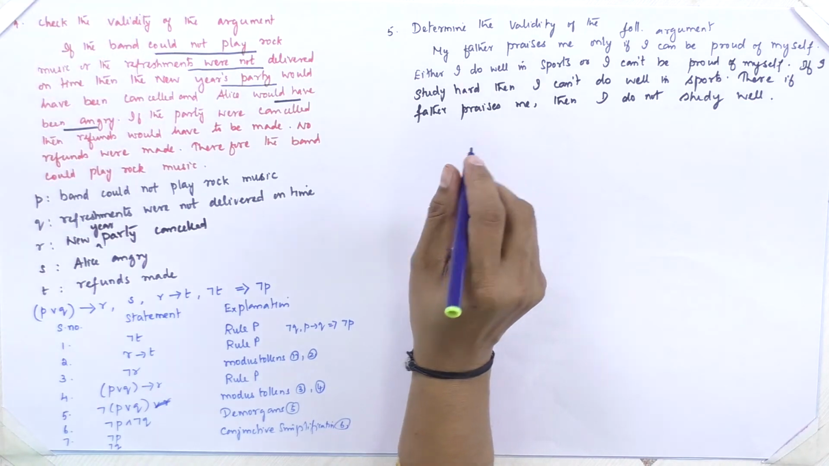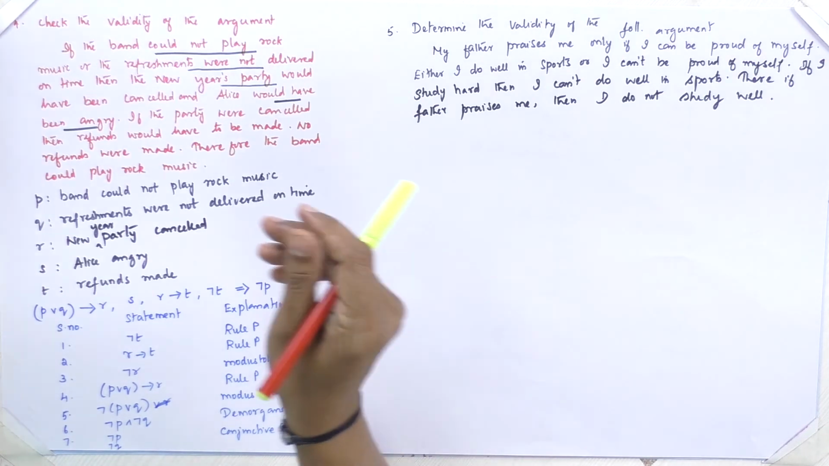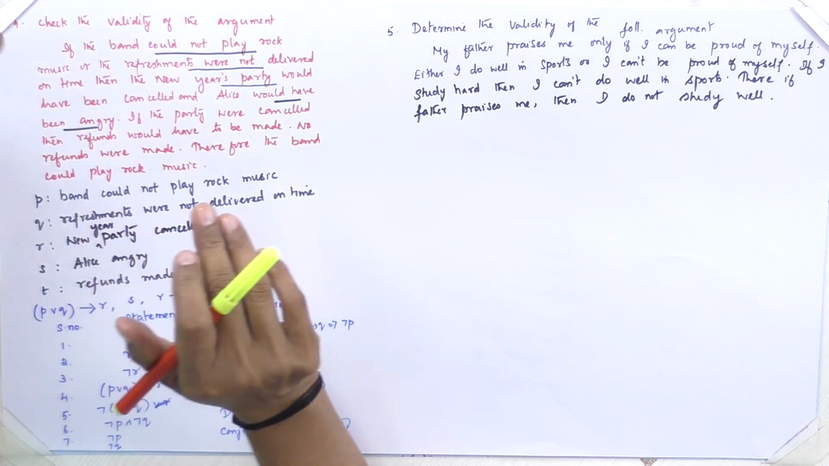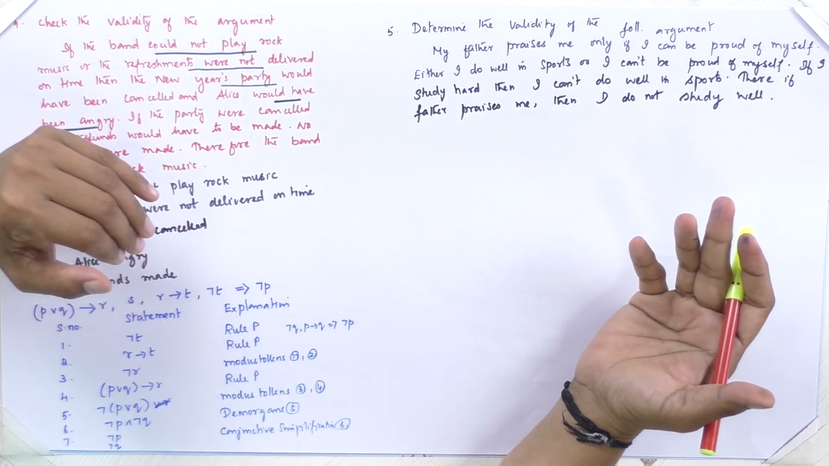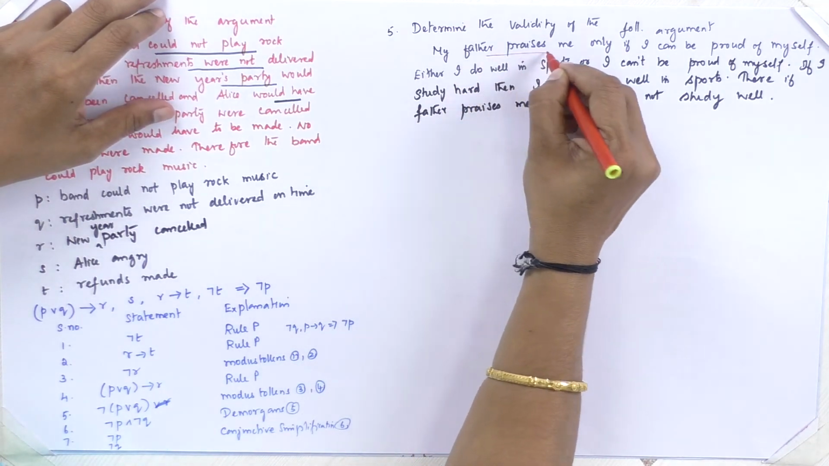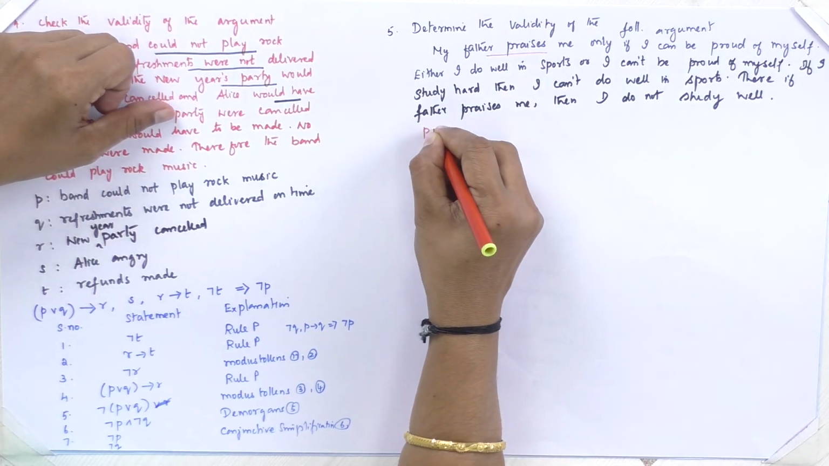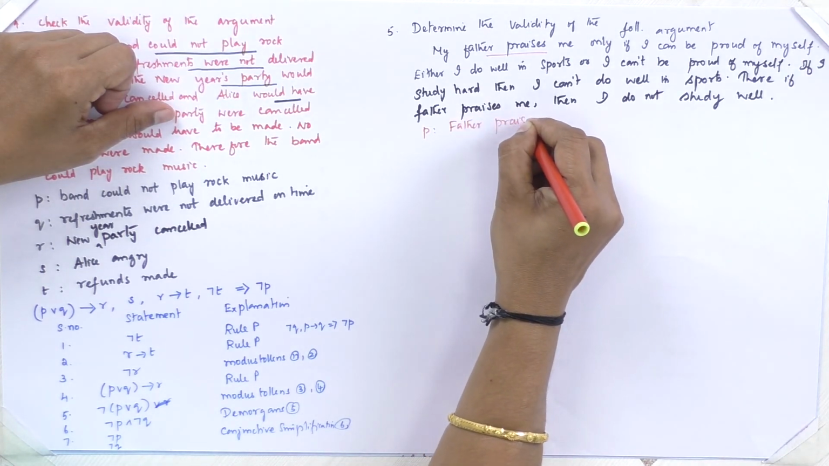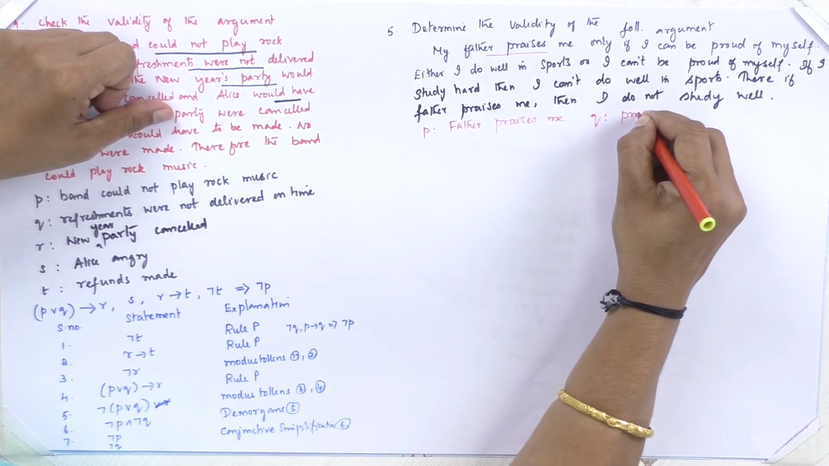And the next one, let us see this example. Determine again the validity of the following argument. Whenever we are supposed to determine the validity of the given argument, we will have to see whether we arrive at the conclusion part. If we arrive at the conclusion, then it is a valid argument, right? My father praises me only if I can be proud of myself. So let P be the statement, my father praises me. Then Q be the statement, I can be proud of myself.